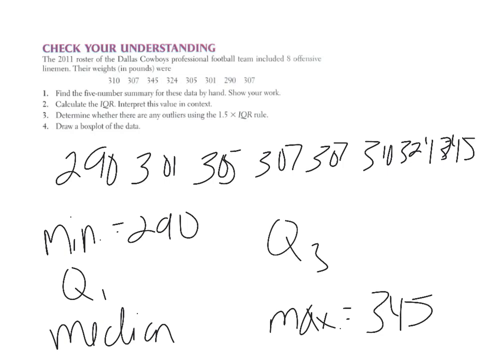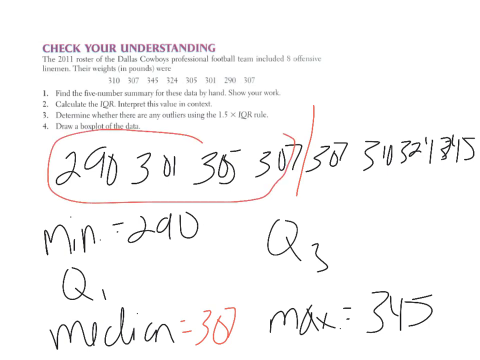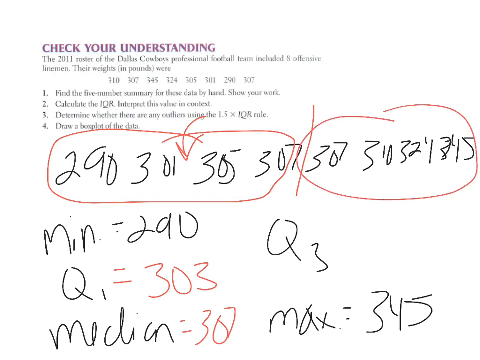This is an 8-number data set here. 1, 2, 3, so here is number 4. 1, 2, 3, 4. There's 4 on the other side there. In between 307 and 307 is still 307, so I have a median of 307. To find my Q1, I need the median of the lower half of this data set, which would be 303, right in the middle there. Then I need the median of the right half, which falls right in between 310 and 324, which is 317. So there's my 5-number summary for this set.